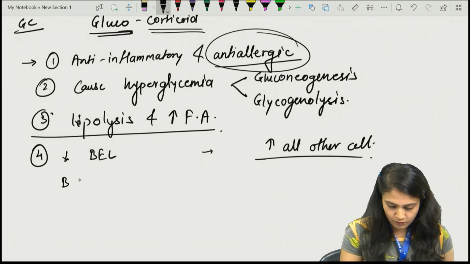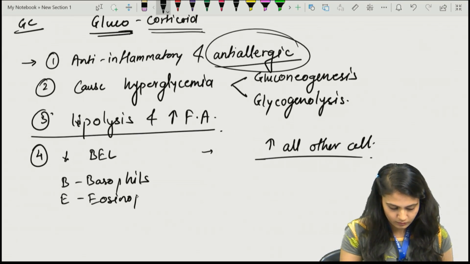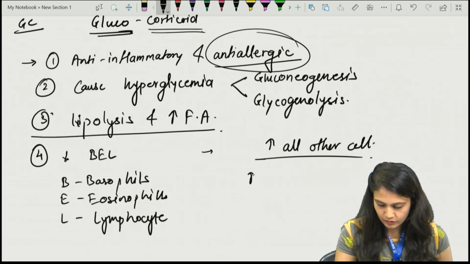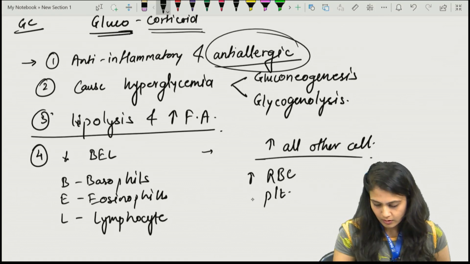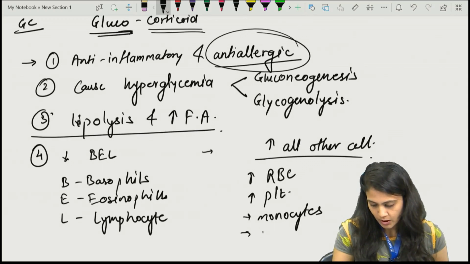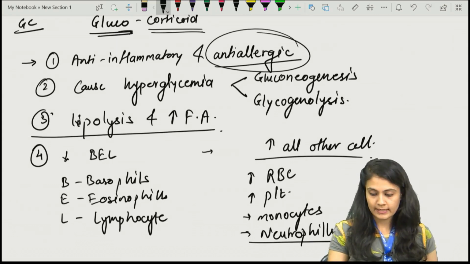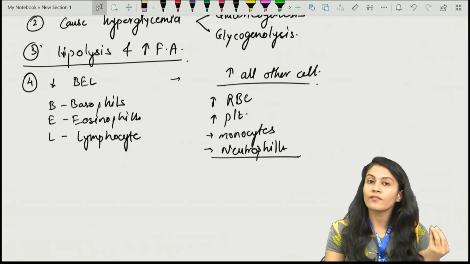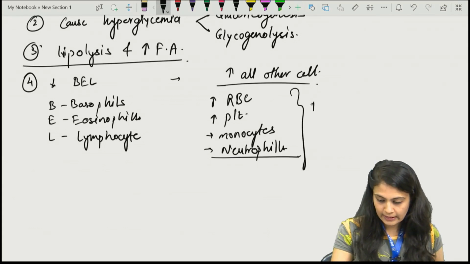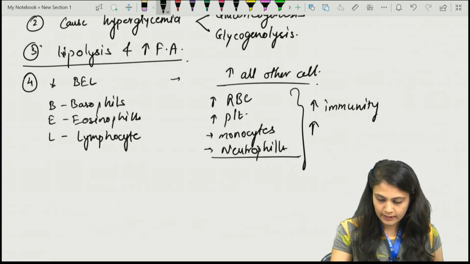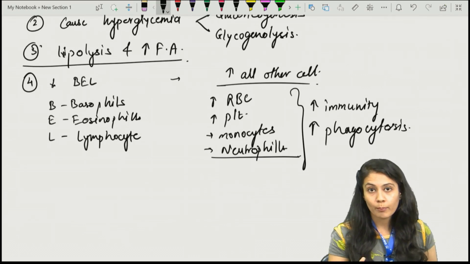So what is BEL? B is for basophils, then E, eosinophils, then L is lymphocytes, and they increase the cells like RBC, platelet, then the monocytes, and most important, neutrophils. So we can see that they increase the RBC, monocytes and neutrophils. That means they actually increase the phagocytosis and the immunity. So they are not hampering our immunity, rather they are helping us to fight the stress.